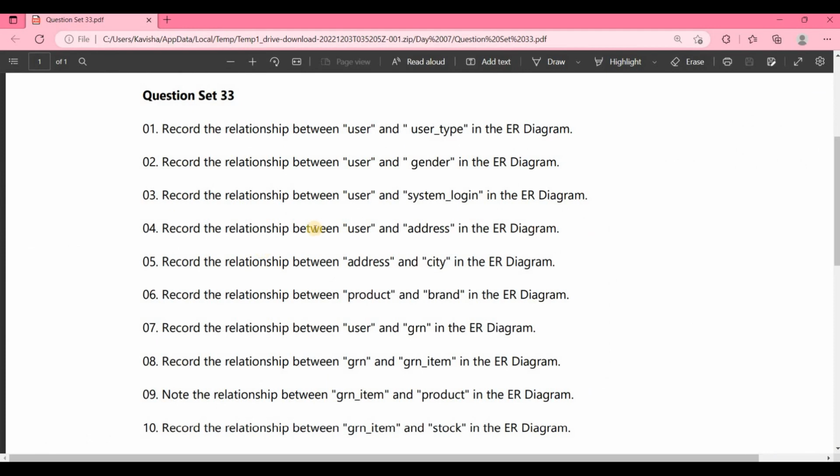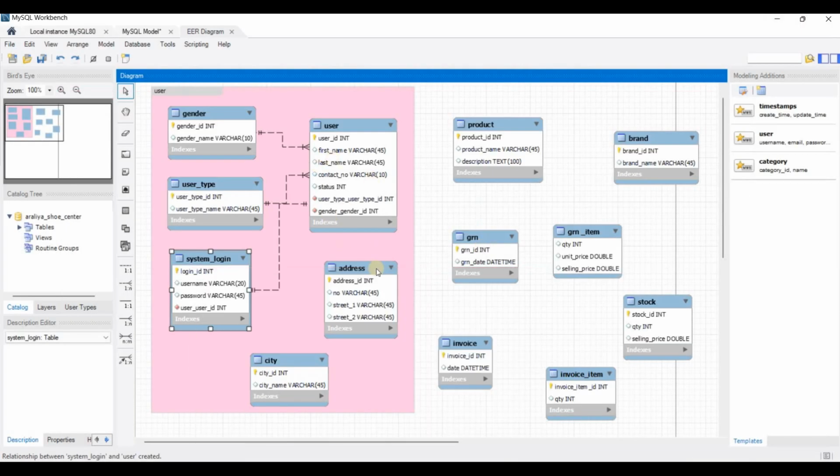Now I'm going to discuss the fourth question. In the fourth question, record the relationship between user and address table. So here's the user table and here's the address table. When we get a user, has one address. When we get one address, there will be one or more users from the same address, from the same home. So the relationship between those two is one-to-many relationship. So here's the one-to-many relation and here's the many side, here's the one side. So address ID has been foreign in the user table.